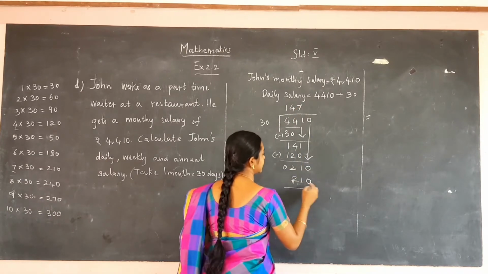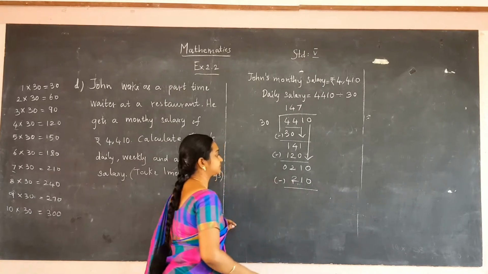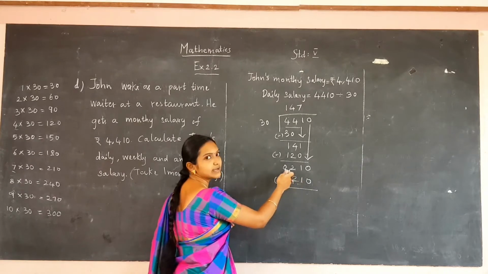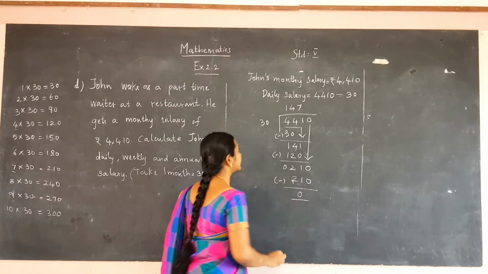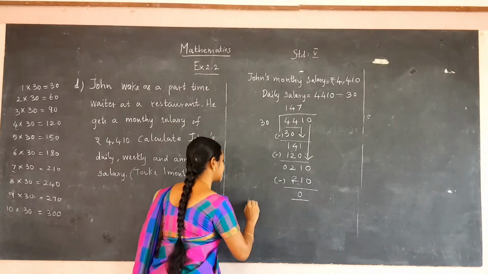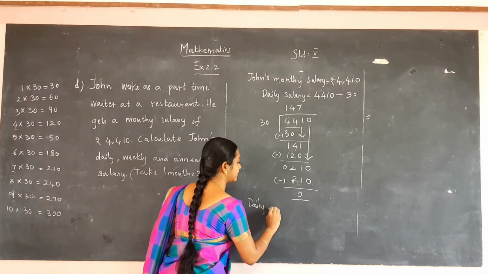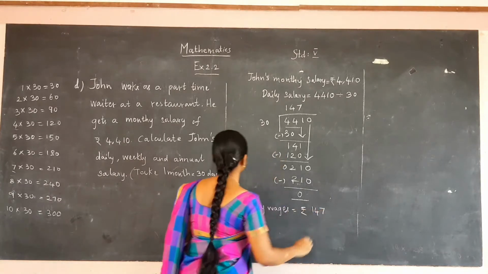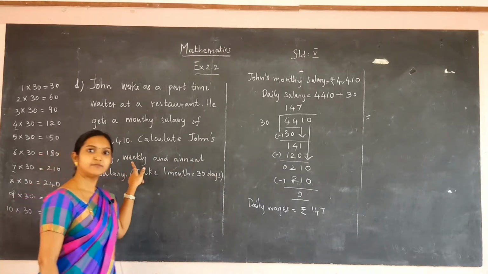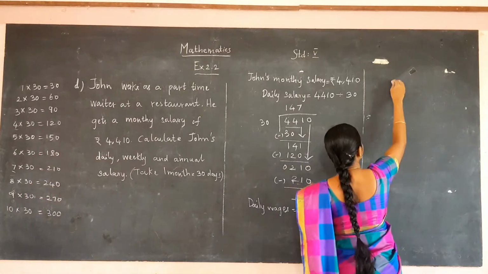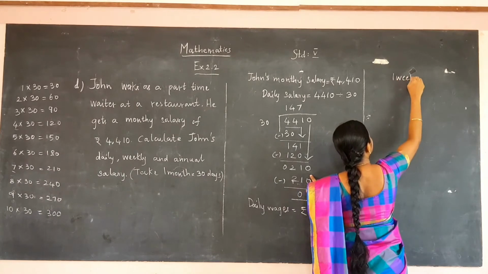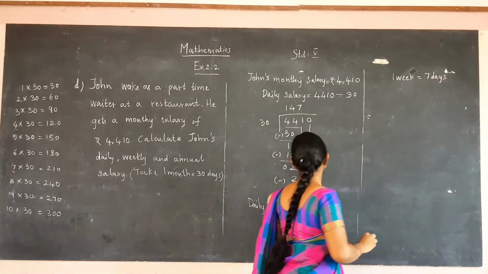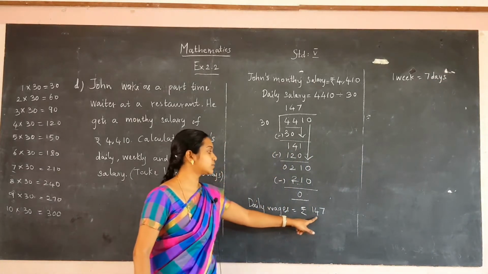and write 210. Now we are going to subtract these two numbers. 0 minus 0 will be 0. 1 minus 0 will be 0. 2 minus 2 will be 0. So daily wages is rupees 147. Now we have to find weekly wages. Weekly wages means we know that 1 week equal to 7 days. So for a day he gets rupees 147.